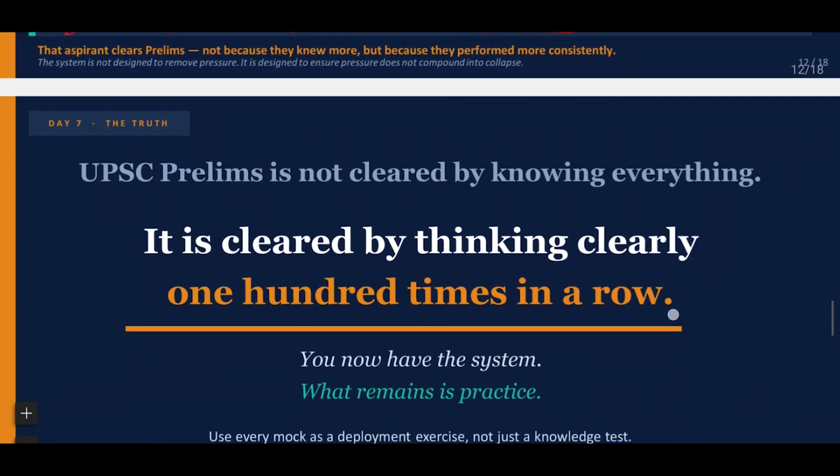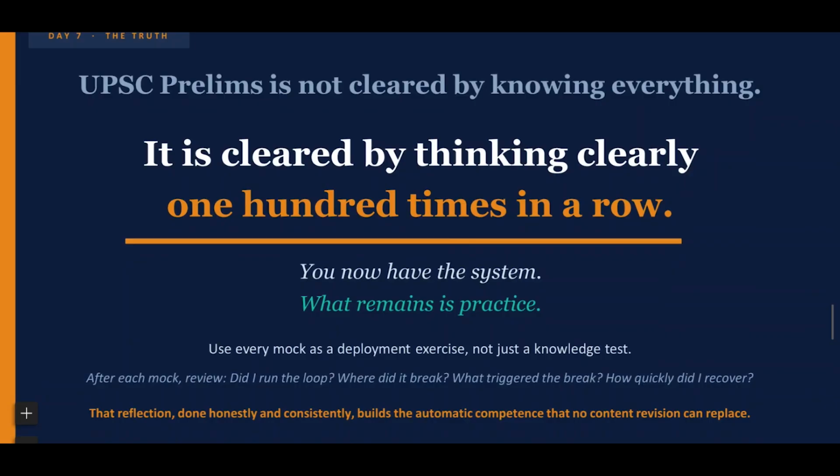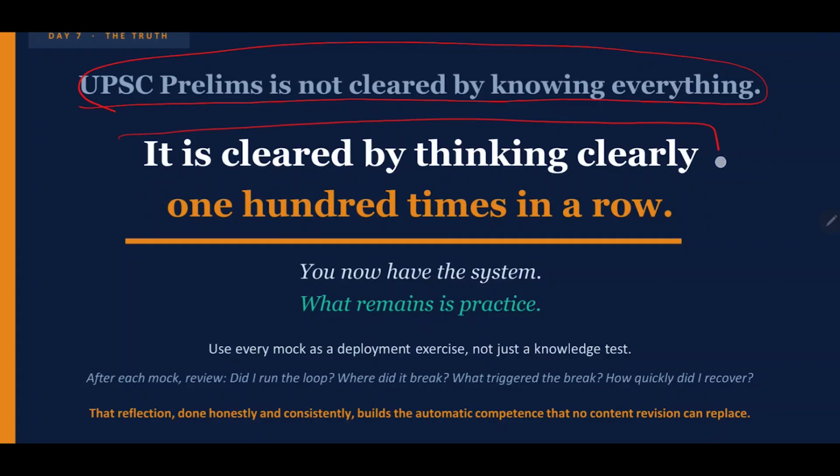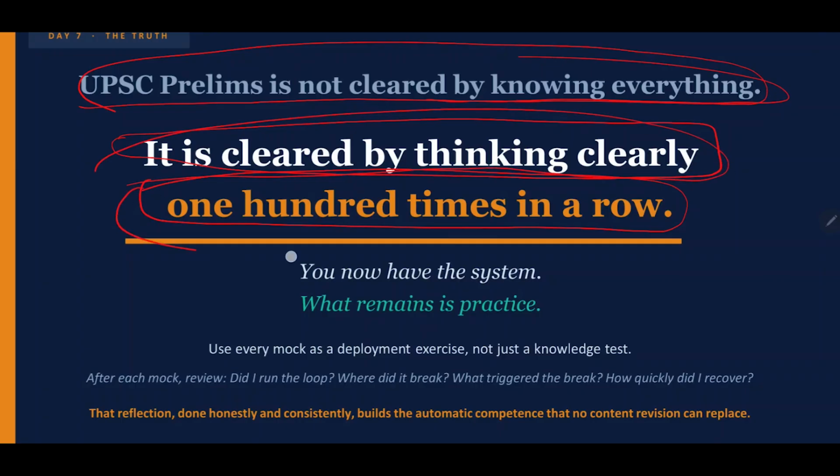Right? I hope you got a clear-cut idea. So, UPSC prelims is not cleared by knowing everything. It is cleared by thinking clearly 100 times in a row. You now have the system. What remains is practice. Use every mock as a deployment exercise, not just as a knowledge test.